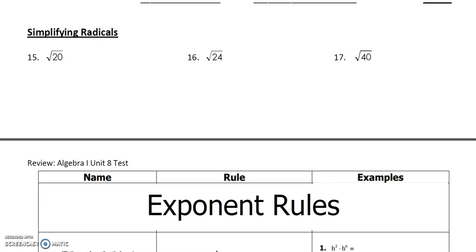Right, so number 15 and 16 and 17, we are simplifying our radicals. So we look to see what we have, and the number underneath is not a perfect square. So I am going to write all the factors of 20. So 1 times 20, 2 times 10, 3 won't go, but 4 will go. It's 4 times 5, 5 will go, but I've already used it, so I'm done. So there are my list of all my factors of 20.